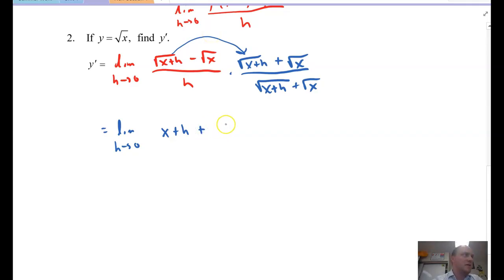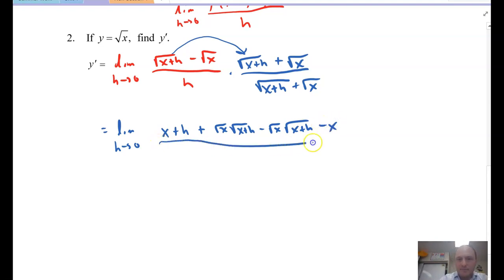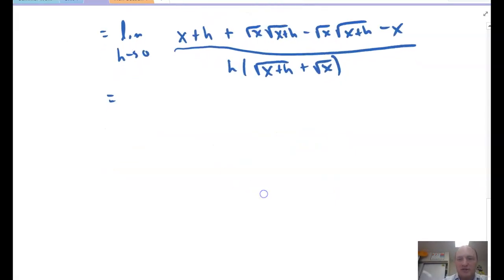Plus, we're going to get middle terms that are going to cancel out. So that's why we do this. Well, I'll just show you. So root x times root x plus h, right? And then our second term is going to be a minus root x times root x plus h, minus x, all over, and in the denominator, we have h times our radical, so x plus h plus root x.